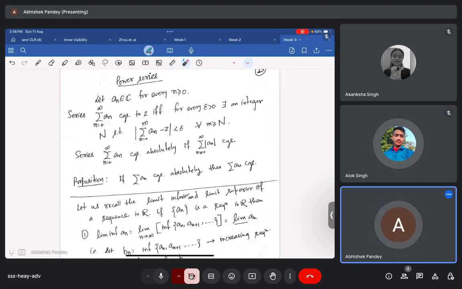Okay. So let a_n belong to C for every n greater than or equal to 1. You can take n equal to 0 also, it doesn't matter. So the series sum a_n converges to z if and only if, this is the definition of this one, the partial sum converges.